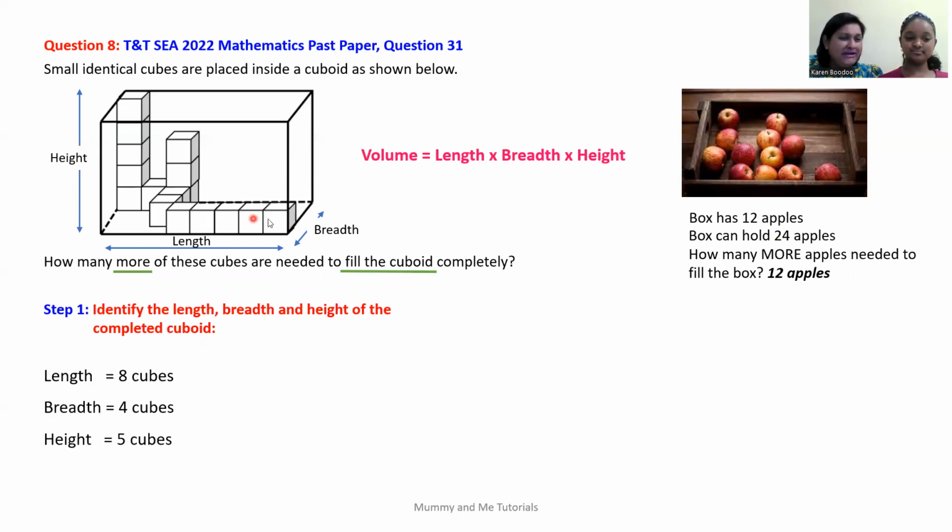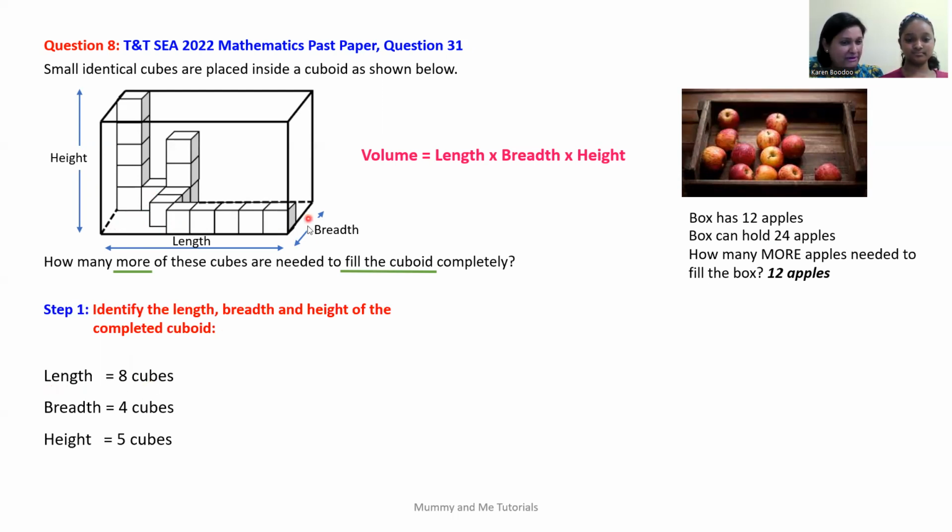So therefore, we need to calculate how many cubes will completely fill the length, the breadth, and the height. Let's count the length first. 1, 2, 3, 4, 5. 1 in front of here. So 6. 1 in front of here. 7. And 1 here. 8. So 8 cubes will completely fill the length.